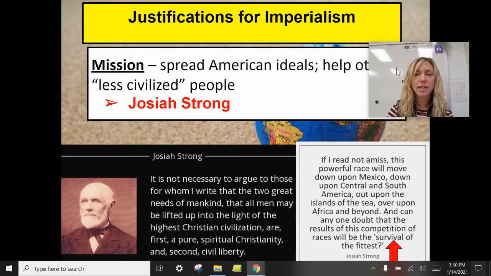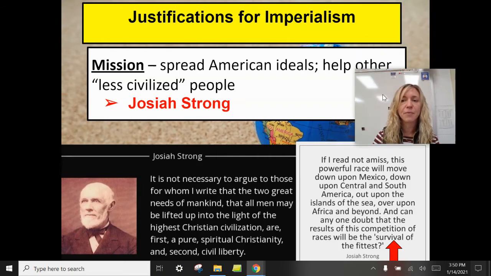Josiah Strong was a popular Christian minister. You can see from this first quote that he says that one of the big needs of mankind is Christianity. Then he goes on to say in the second quote on the right that it is inevitable that the most powerful races are going to spread, saying that it's going to be a survival of the fittest. So he was a strong advocate of imperialism, and specifically of spreading Christianity as a justification for it.